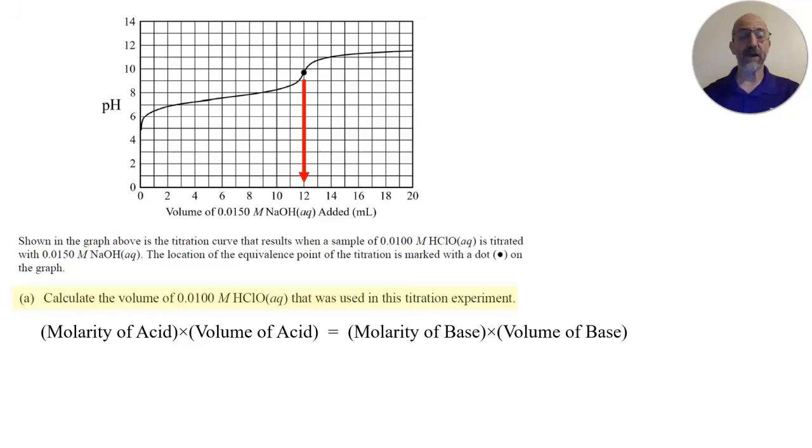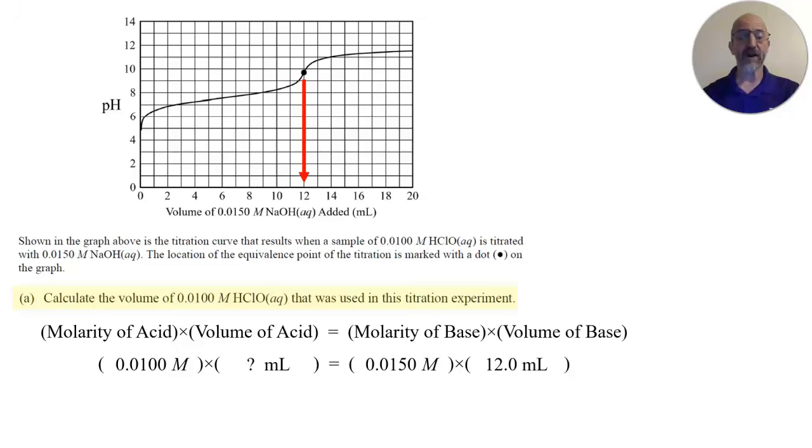So what's the molarity of the acid? 0.0100 molar. What's the volume of the acid? Well, we don't know. That's what we're trying to find. What's the molarity of the sodium hydroxide, the base? 0.0150 molar. And as we can see from that dot on the titration curve, the location of the equivalence point, it takes 12 milliliters of the titrant to reach the equivalence point. Let's go ahead and put these numbers into our calculator.